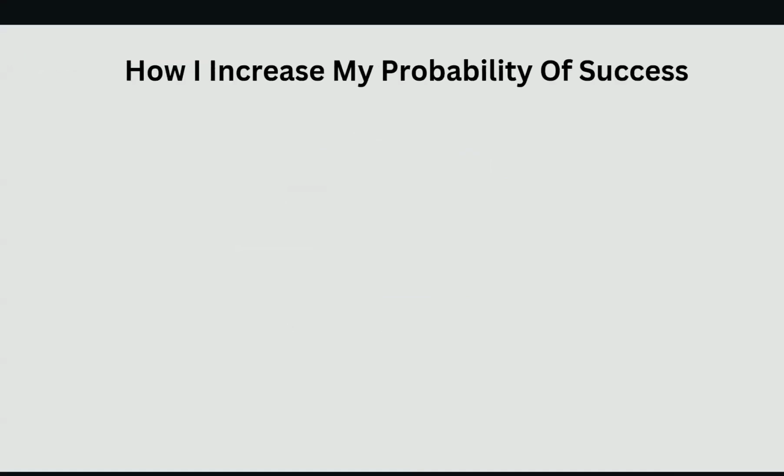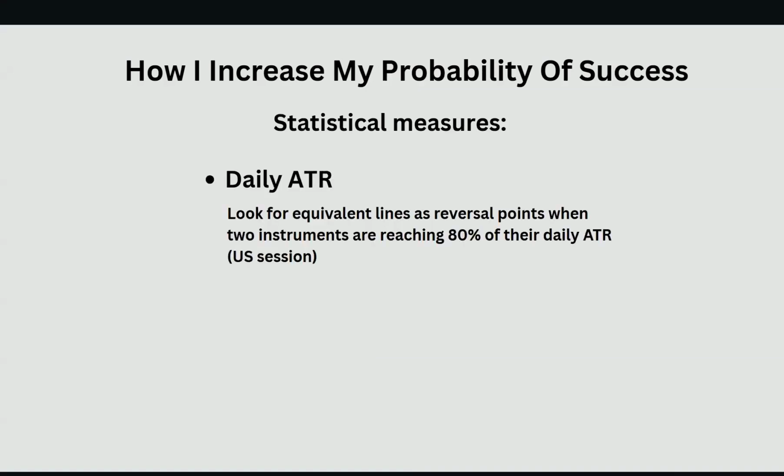This is the conclusion. But you're probably waiting to hear my thoughts on how I increase my probability of success, right? I consider statistical measures like the daily ATR, guys, especially in the US session. For instance, let's say ES and NQ are reaching their daily ATR or 80% of their daily ATR. At this point, I will look for reversal points, meaning I look for equivalent lines as reversal points when two correlated instruments are reaching their daily ATR.